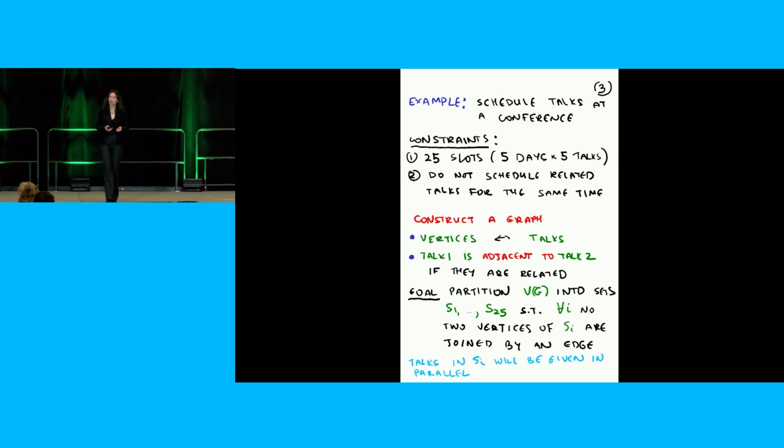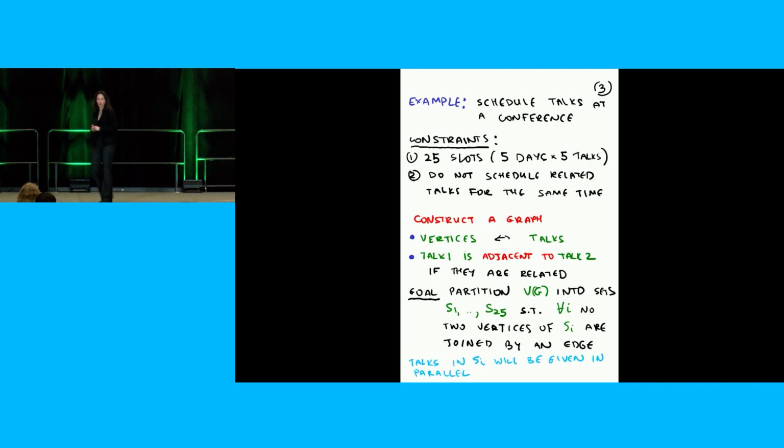So now what's my goal? I want to partition all the talks that I expect to have at this conference into subsets, where each subset is what's going to be scheduled for the same slot. So what does it mean? In each subset, I don't want to have any edges, right? In each subset, I don't want any talks that are related to each other. So you want to partition the vertices of the graphs into sets. How many sets? 25. That's how many slots I have.